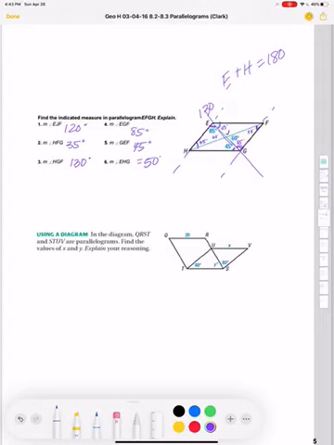So in this diagram, QRST and STUV are parallelograms, which just means opposite sides are parallel. Find the values of X and Y and explain your reasoning. So X is the side, and Y, okay. Let's see.